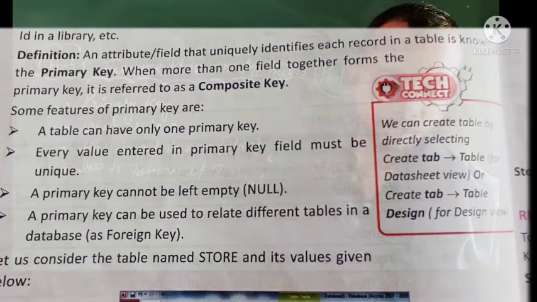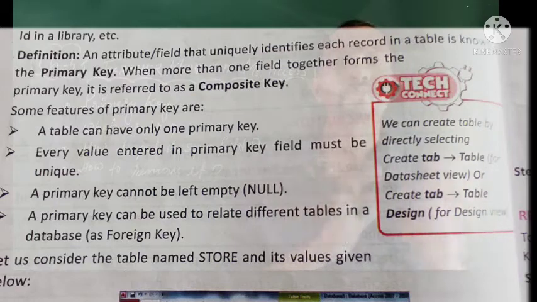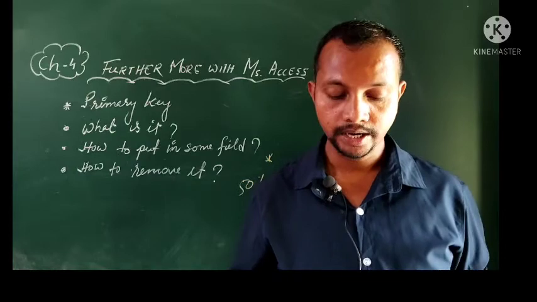Next is, every value entered in primary key field must be unique. The unique, that means it must be different from others. It should not be same. Okay, in the field wherever you enter the value of it. Next, primary key can't be kept null, empty.